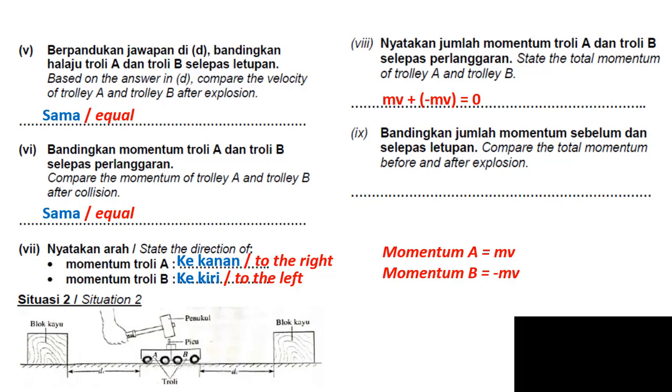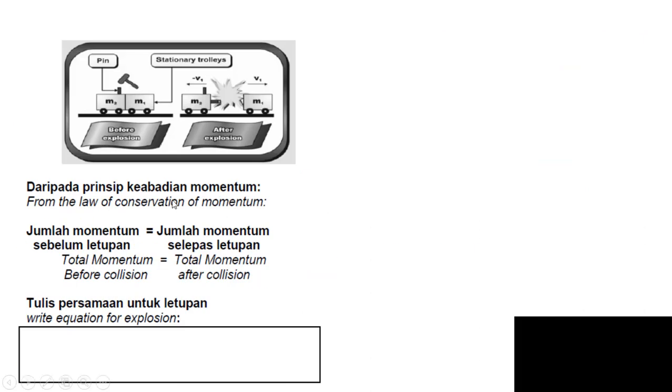Now the question asks to compare the total momentum before and after. Before, as we discussed just now, is 0 because both are stationary. So they are equal. As a conclusion, total momentum before, 0, equals total momentum after explosion. From what we discussed just now, from the law of conservation of momentum, total momentum before explosion or collision equals total momentum after collision.